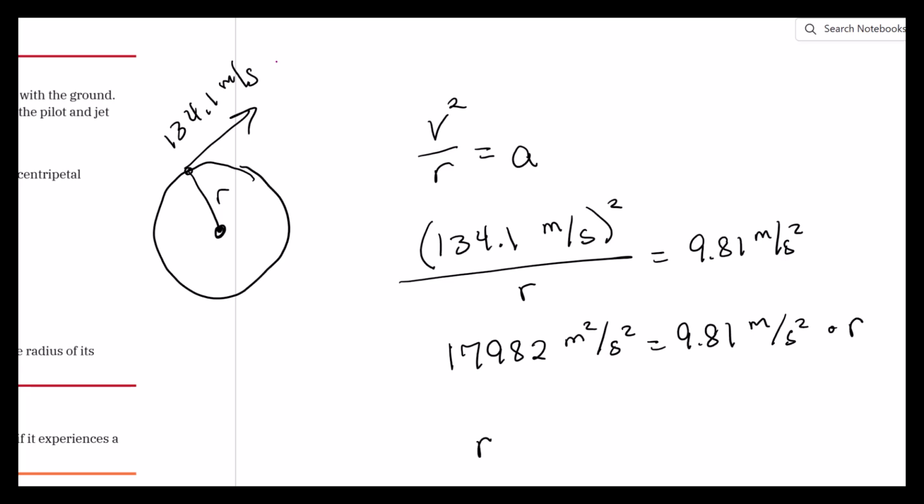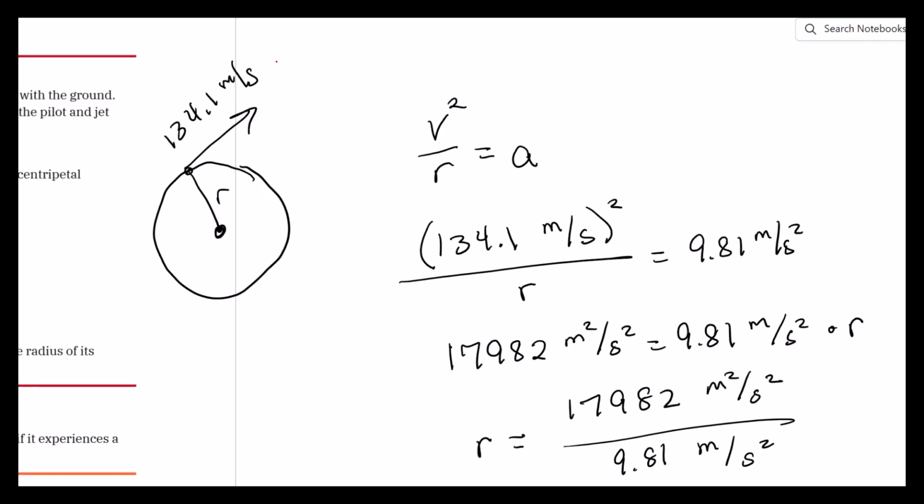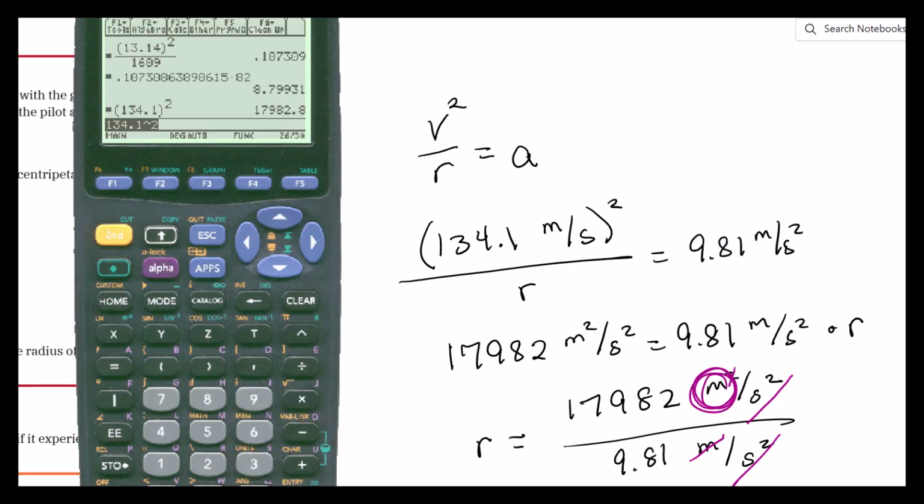So r, I'm just doing an unnecessary amount of work right now. I know you already have the answer. 17,982 meters squared over seconds squared over 9.81 meters over seconds squared. So look what happens. The seconds squareds cancel out. The meters squared over meters just ends up with meters on the top. So we end up with just meters. Look, you get a radius in meters. Who would have thought that would have happened except for anybody who trusts equations without thinking?